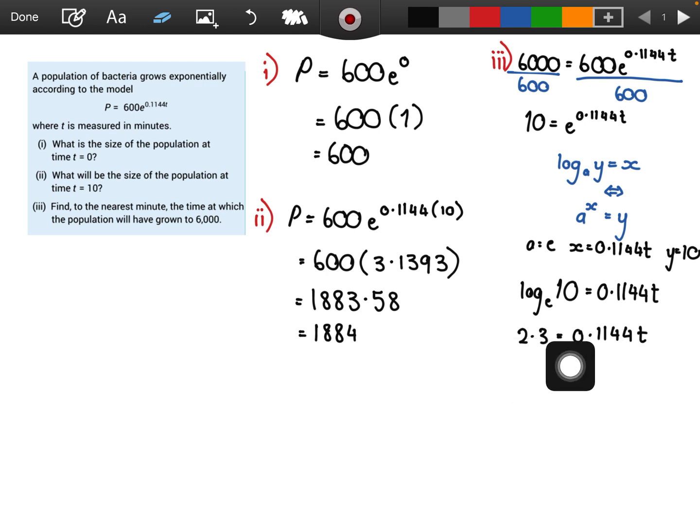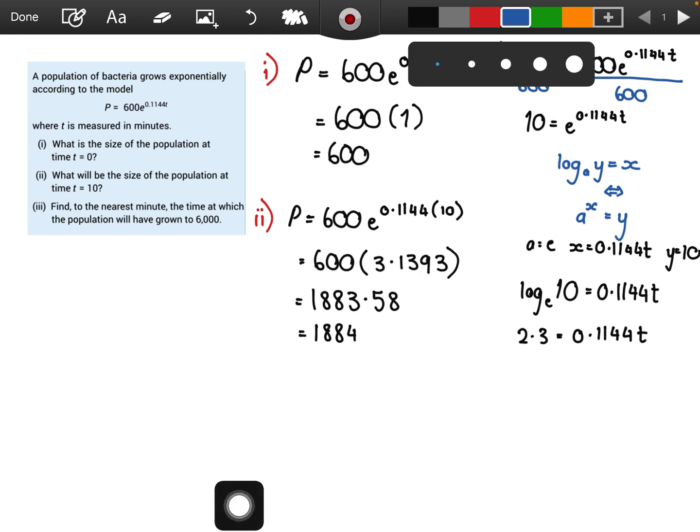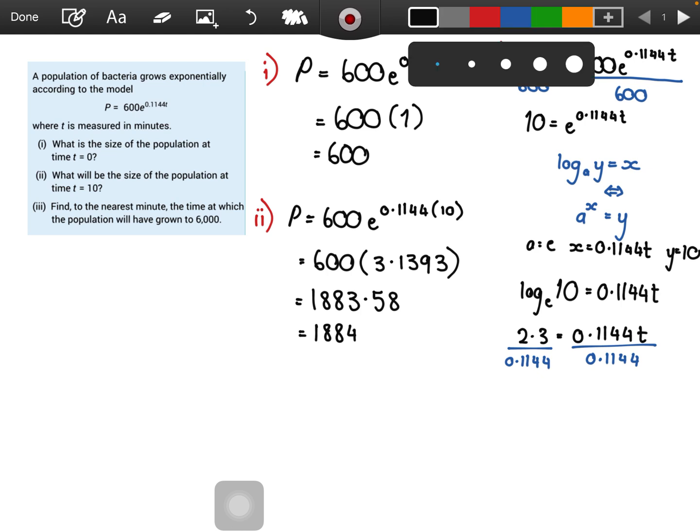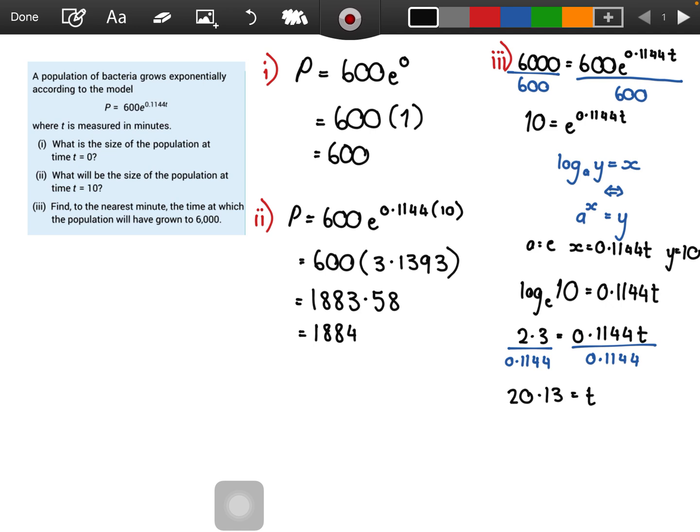But I need to divide this now by the 0.1144 so that I have t on the side by itself. So I'm getting rid of what's multiplying by dividing. I'm dividing now by 0.1144 so that I have t on the side by itself, and on the left hand side I have 20.13. So that's what t is. The question says to the nearest minute, so I'm just going to say 20 minutes is the time.